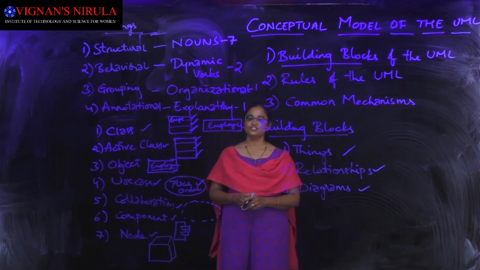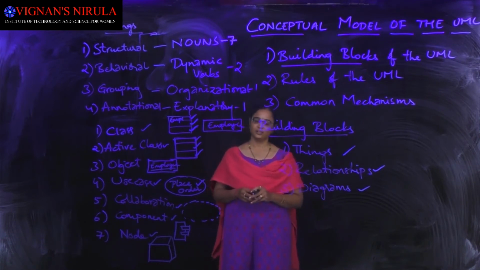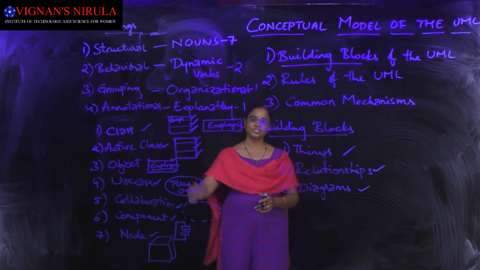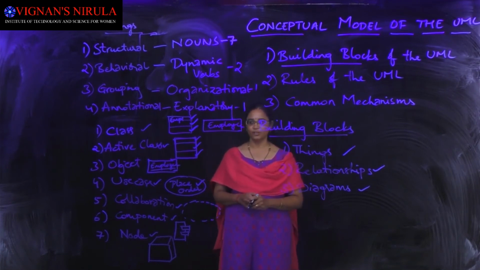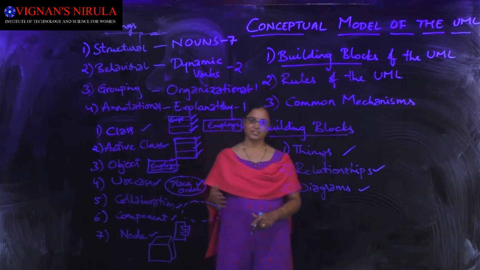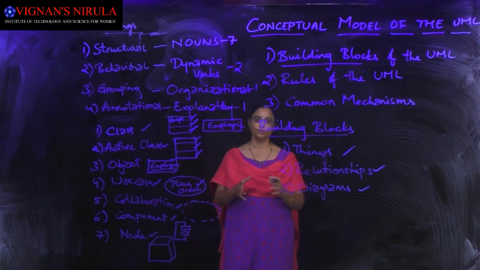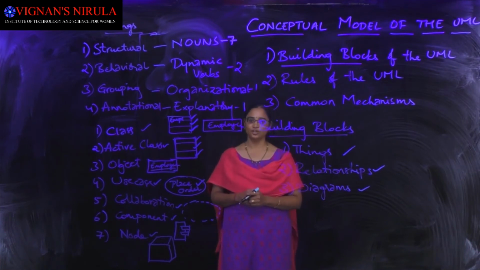These are the structural elements. These are the 7 structural elements used in the things. These are the nouns of the UML. To represent the vocabulary in the problem domain, we use these elements. First one is class, second one is active class, object, use case, collaboration, component and node. These are the elements which we are using as structural elements in the UML.